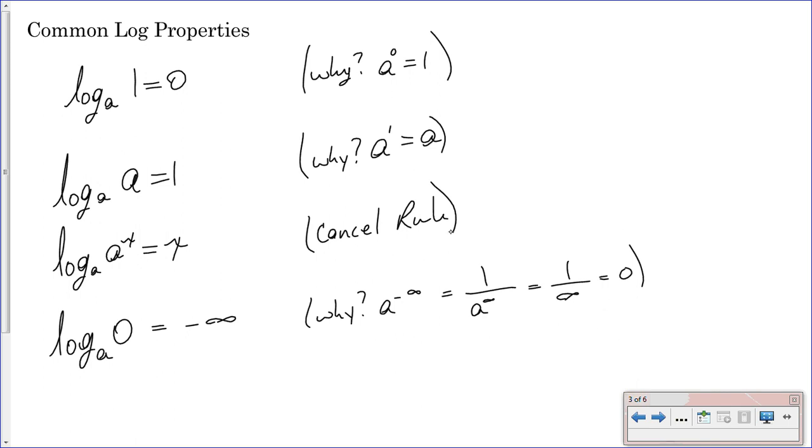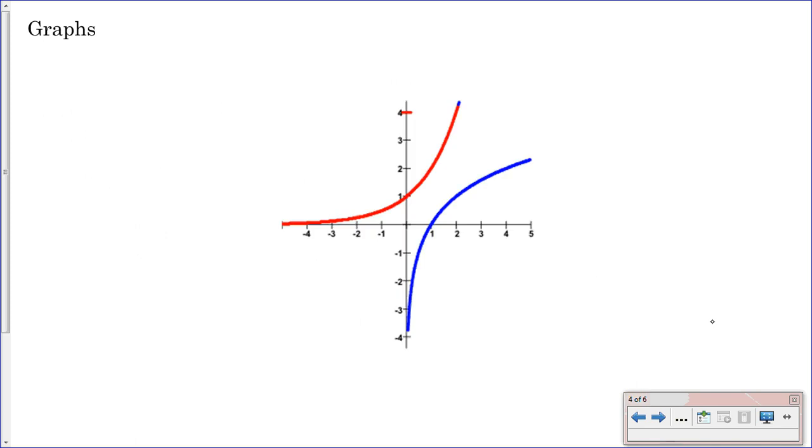So these are 4 common log properties that you're going to need to remember. So make sure you write these down and commit them to memory because you're going to need to know these. Now, let's move on to some graphs.